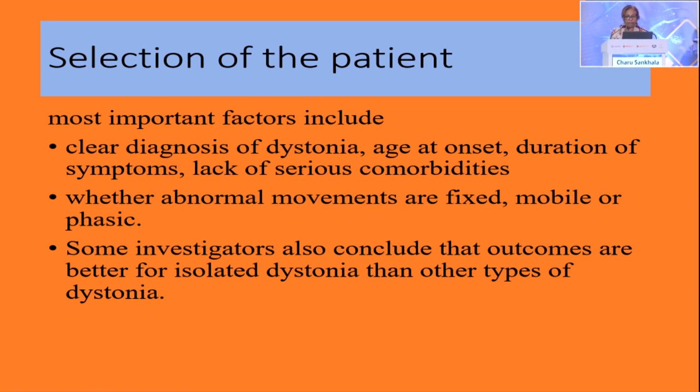If the movements are fixed, they are less likely to improve with the DBS. If there is a mobile dystonia or a phasic dystonia, it's likely to show more and more improvement after the DBS. And DBS in dystonia takes about 6 months to show real good improvement, so you will not see the immediate improvement like you see in Parkinson's disease. It will take about 6 months for it to show the improvement.